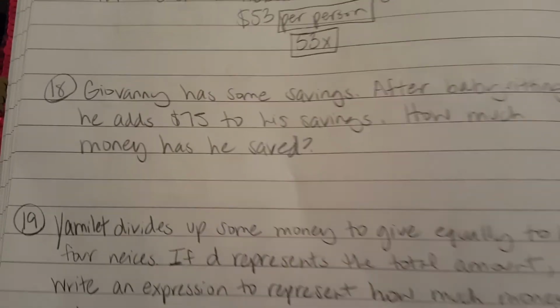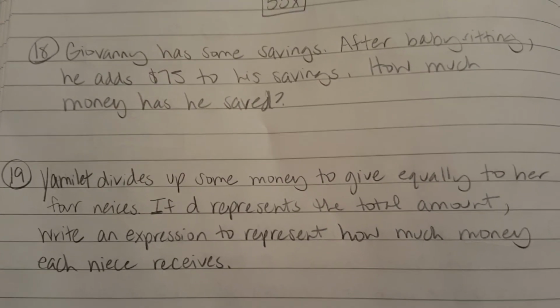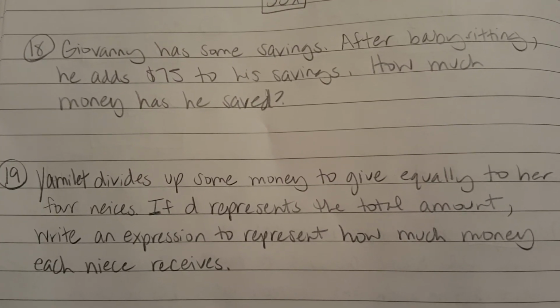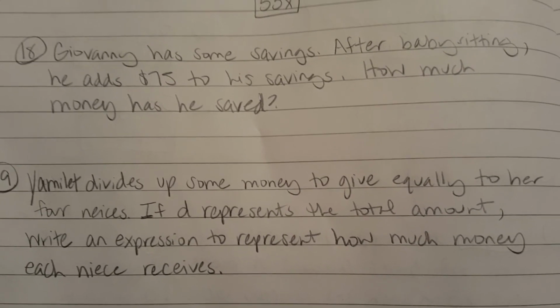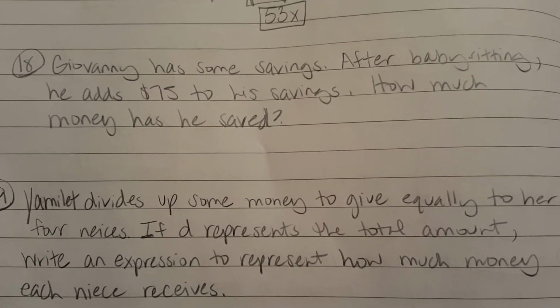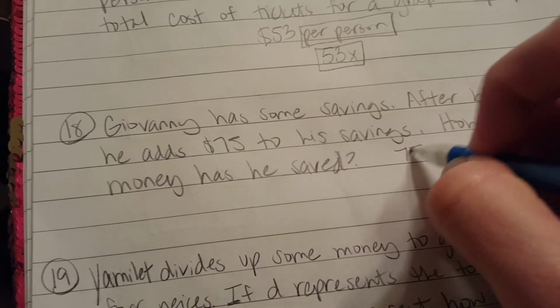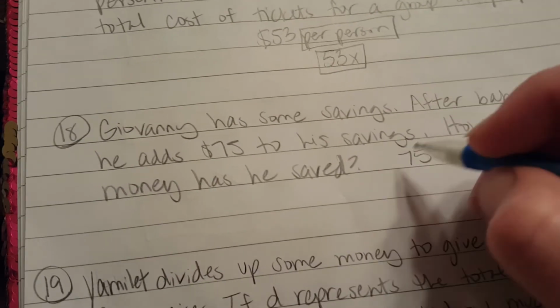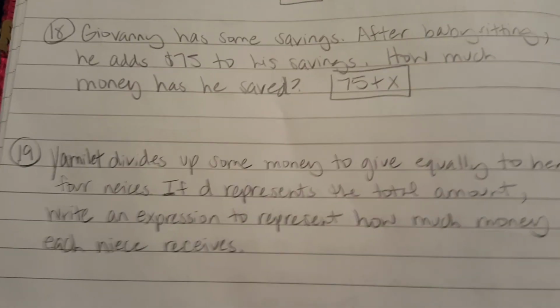Next we have 18 and 19, and I'm going to zoom out because these are two great you try problems. And then you can click play and see if you got them right. Giovanni has some savings. After babysitting, he adds $75 to his savings. How much money has he saved? So we don't know what his savings is, but we do know that he added 75 to it. So I would write that 75 plus x.